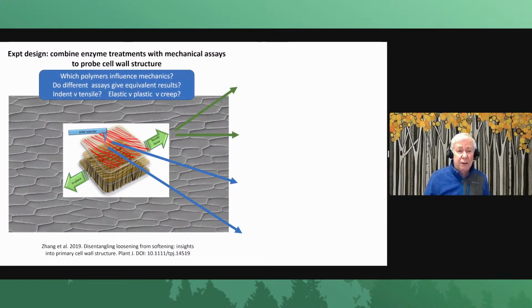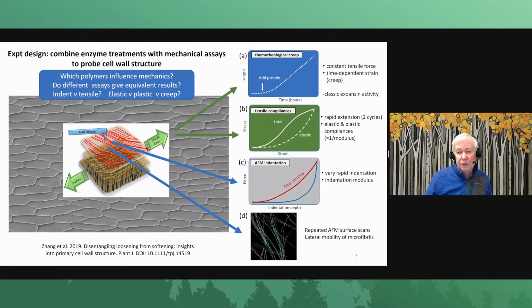And here we're asking the following sorts of questions. Which polymers influence cell wall mechanics? Do mechanical assays give equivalent results? So for example, if you see a change in the indentation modulus, does that necessarily correspond to a change in the tensile modulus? Also, how do elastic properties relate to plastic properties and relate to the creep properties of the cell walls?